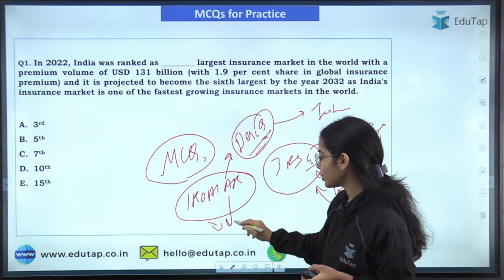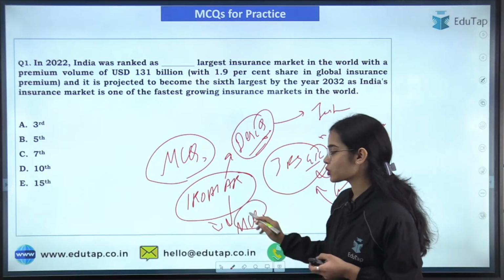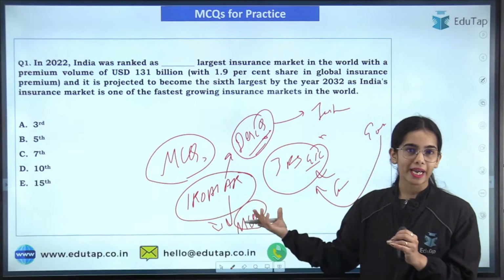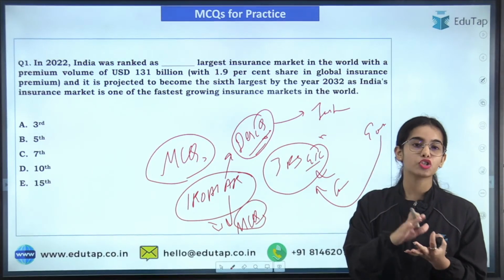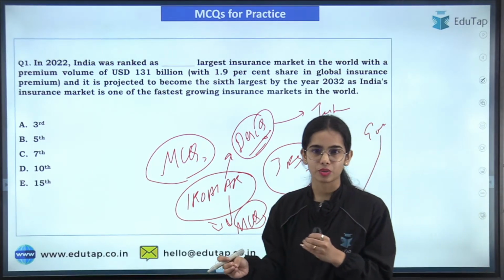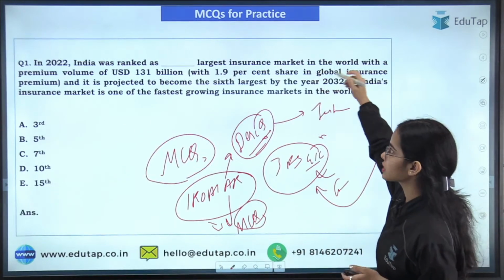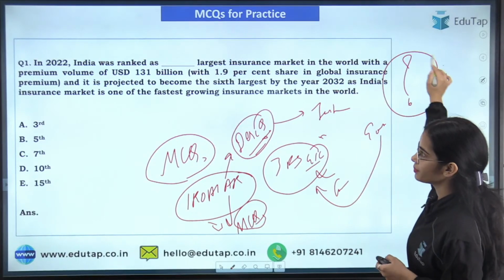I am going to provide you a few MCQs here only, so that you have the idea of what kind of questions can come. From the IRDAI annual report, in phase 1 in the GA section, you can see some basic questions. First of all, in 2022 India was ranked what? This is a homework question that you can answer.